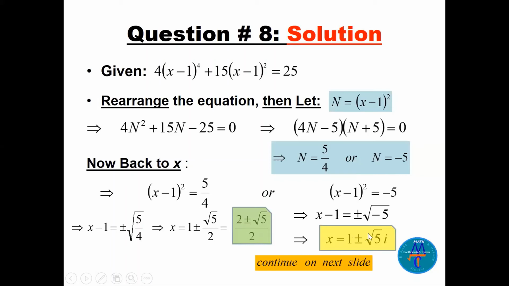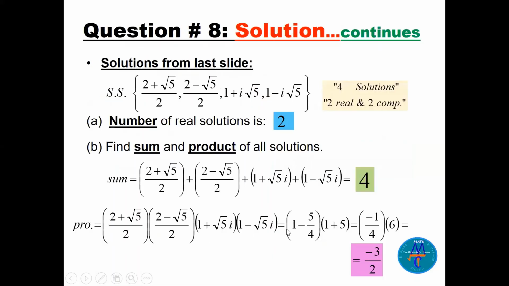Two solutions complex, two solutions real. Maybe in another question, you can have all four real. Sometimes you can have all four complex. It depends on the numbers. Now look at the nice answer here. The solution from the last slide: four solutions, you see, two real, two complex.